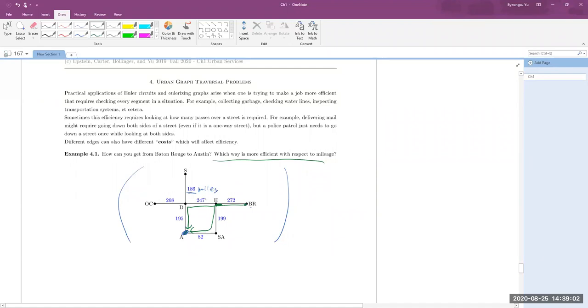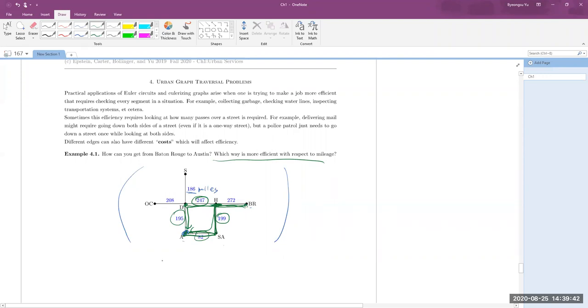But you can think that actually from Houston to Dallas, it is 247 miles, but it is much bigger than Houston to San Antonio, right? And also Dallas to Austin is definitely a much greater distance than the distance between Austin and San Antonio, right? So I think that the bottom way from Baton Rouge to Houston and Houston to San Antonio to Austin is definitely much more efficient than the other way from Baton Rouge to Houston, Houston to Dallas, and Dallas to Austin, right?